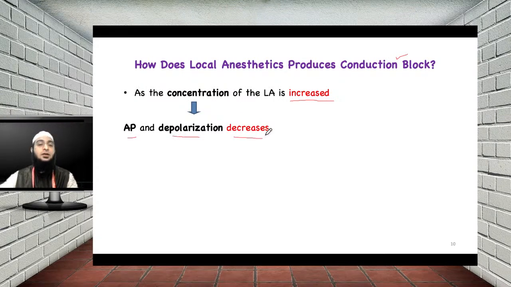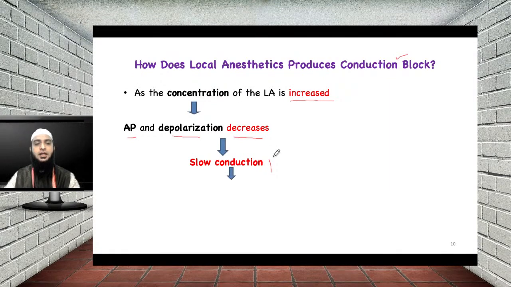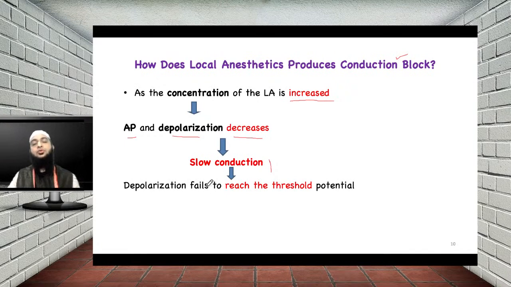And we have seen just now the role of depolarization, that is needed especially for the propagation of the message. So due to that, there is slow conduction, or you can also call it the slow propagation of the action potential. The conduction and propagation are both the same words. So the message will not be conducted towards the brain. Due to the slow conduction, the depolarization fails to reach the threshold potential, because in order to send a message towards the brain, there is a requirement of a certain threshold potential.